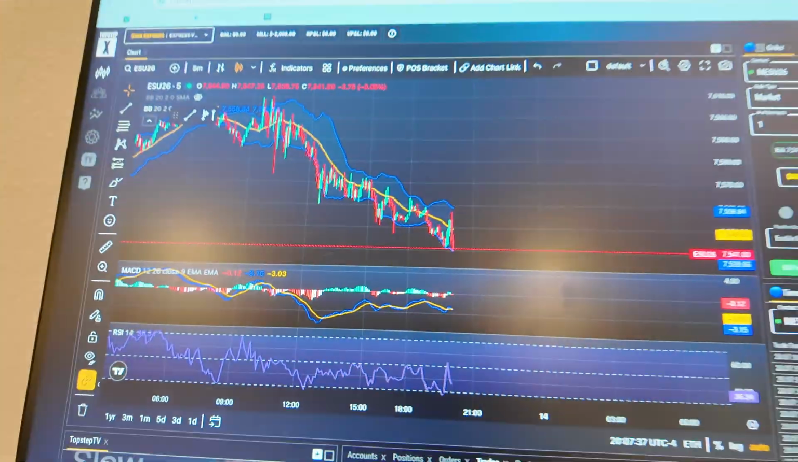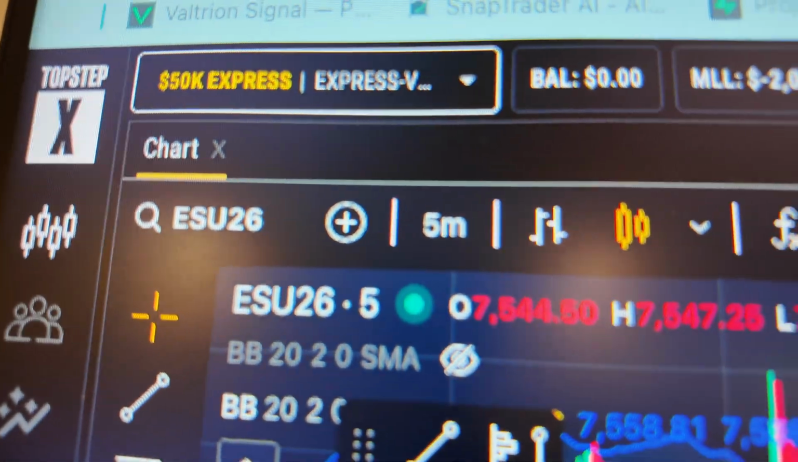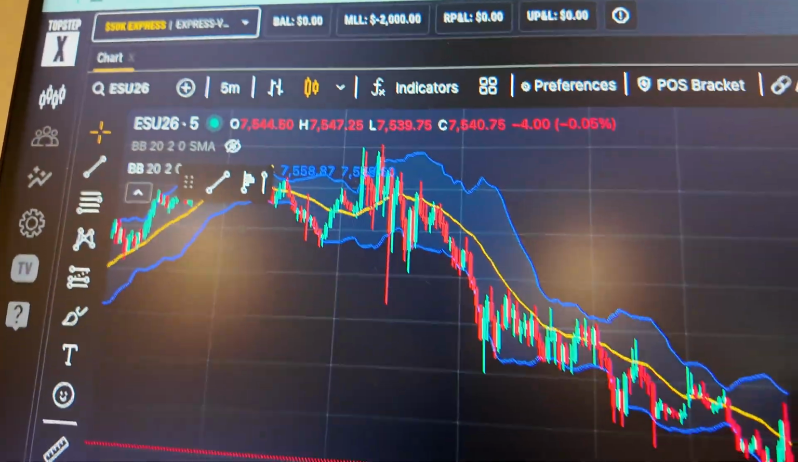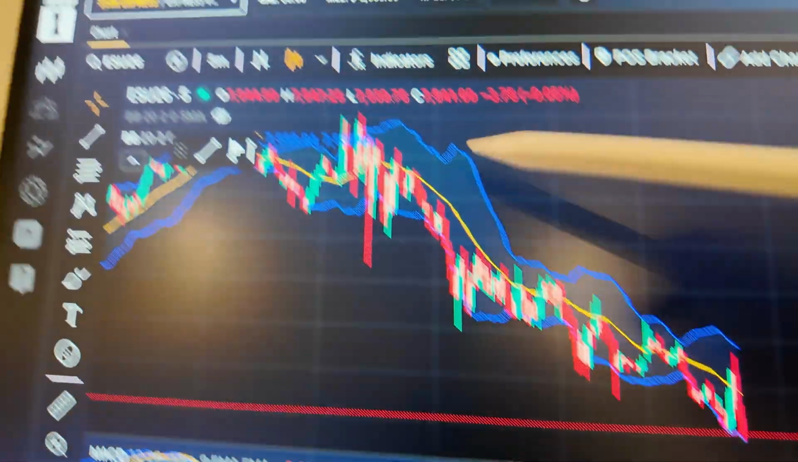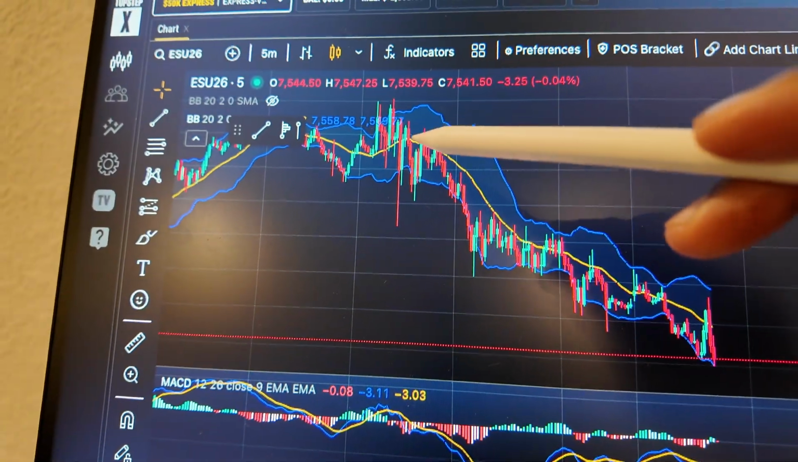Now that I've explained it to you, we're going to make our technical analysis here, and I'm just going to tell you what I'm looking at and what I see. So this is a 5-minute chart. From previous videos, we talked about what that means and how to read candlesticks.